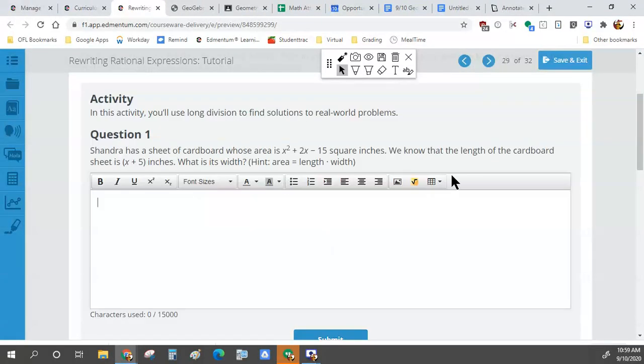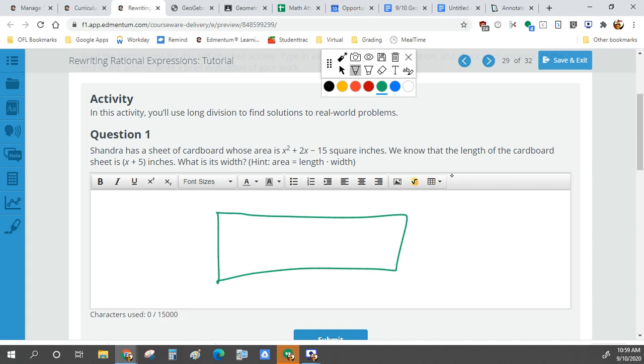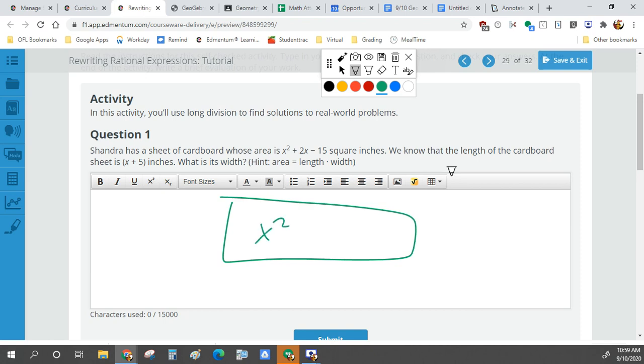So this is one thing that's happening here. They're trying to give this real world example. We have a cardboard box. And the area of this box is x squared plus 2x minus 15. And we know that the side of the box is x plus 5. We just don't know what this side of the box is. So they want us to do this with long division.